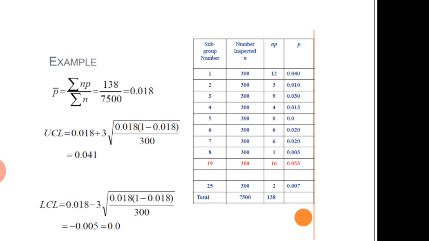To calculate the upper control limit and lower control limit, at the maximum you may be asked to calculate the upper control limit and lower control limit and plot the graph. So p bar, with the formula as we discussed earlier, for upper control limit we got the value 0.041, and for lower control limit we got the value 0.